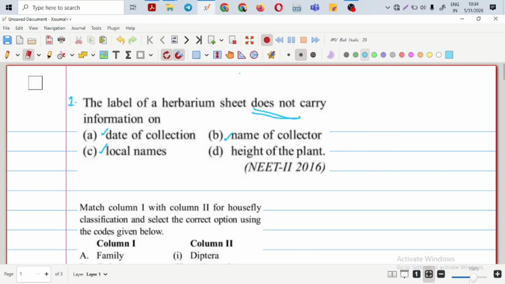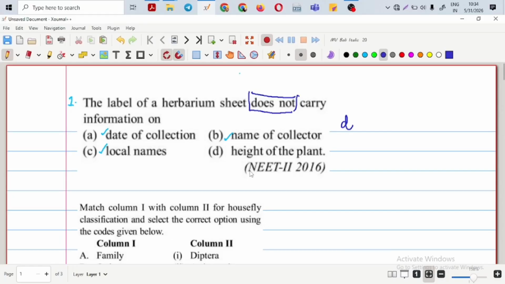So use your logic and come up with the right answer. Elimination techniques, you can use when you are confident at least 50%. Okay, so the answer is D. Label does not carry information on height of the plant.